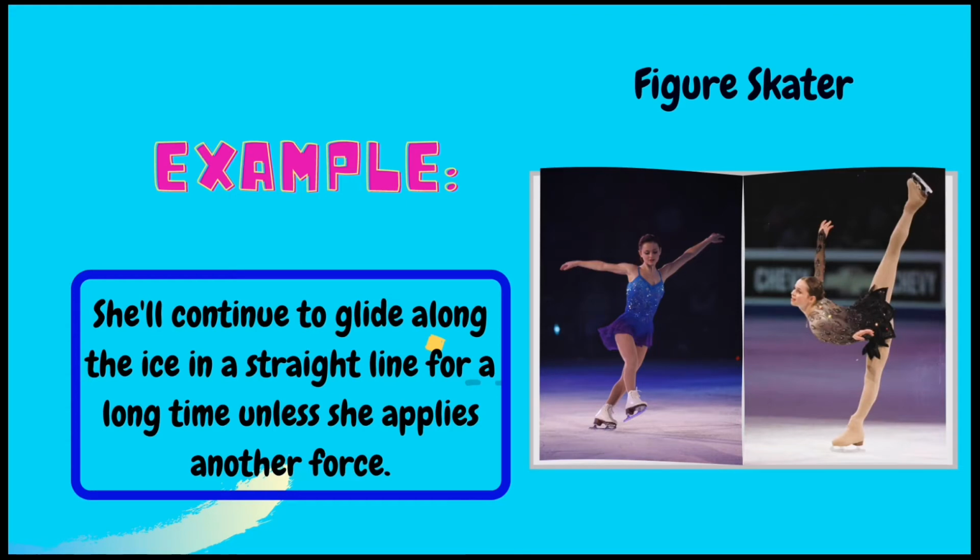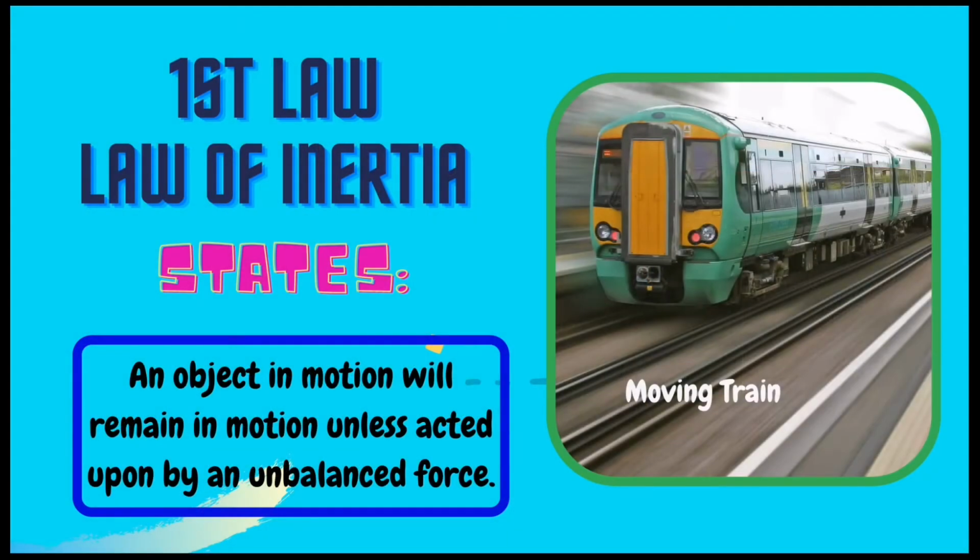To begin moving, a figure skater must apply a force using her skates. Once in motion, she'll continue to glide along the ice in a straight line for a long time unless she applies another force. 2. An object in motion will remain in motion unless acted upon by an unbalanced force.